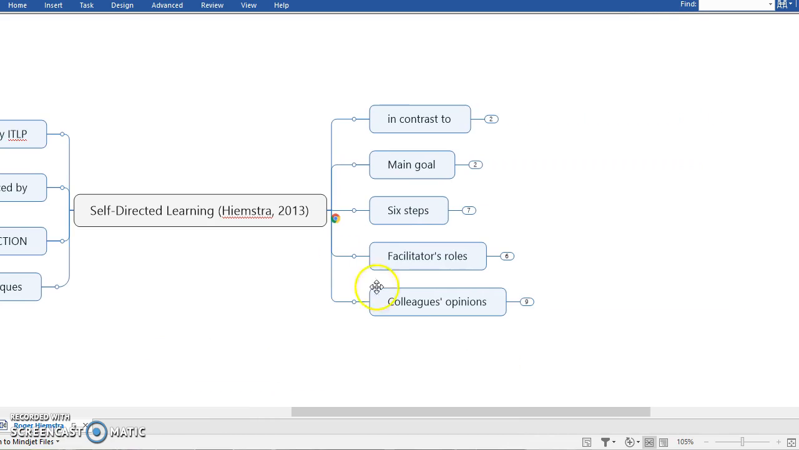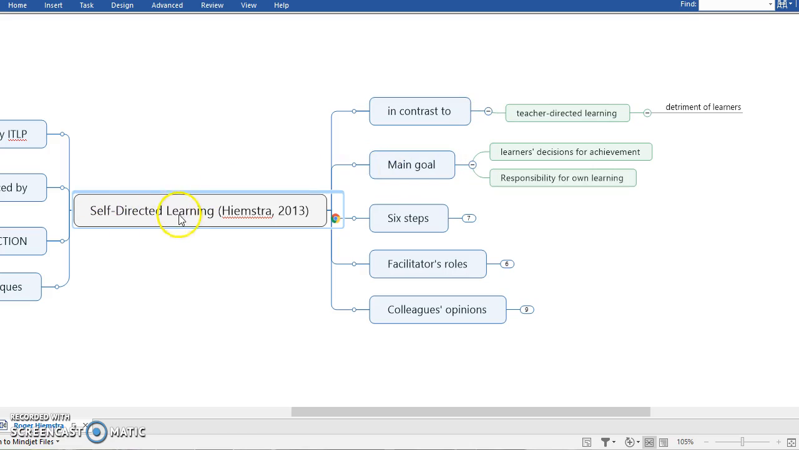So basically, what is self-directed learning? Well, it's something that is completely in contrast to teacher-directed learning, the traditional method in which maybe some of us have learned, in which the teacher is the person who tells everything to students: what they have to learn, how they have to learn, and so on and so forth. Hiemstra conceives this methodology as a detriment for learners, because learners are fully responsible for what they want to learn, and that is one of the main goals of self-directed learning.